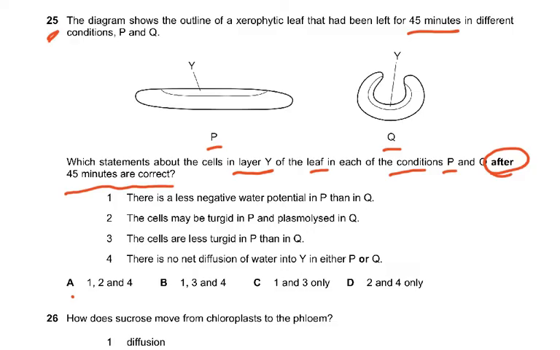That's correct. The cells may be turgid in P and plasmolysed in Q. That's also correct. So 1 and 2 is definitely correct. Now if 1 and 2 is correct, the only answer is A. There is no other in which 1 and 2 is correct. There is no net diffusion of water into Y in either P or Q. After 45 minutes, yes, there'll be no net. It hasn't said what is happening in the 45 minutes. It says after 45 minutes. So there is no net diffusion of water into Y in either P or Q. So that is why the answer is 1, 2, and 4.